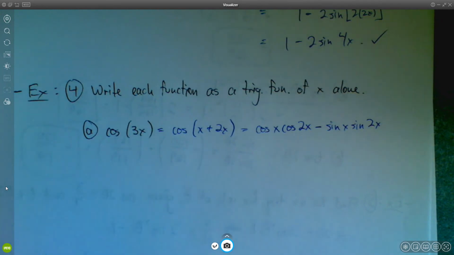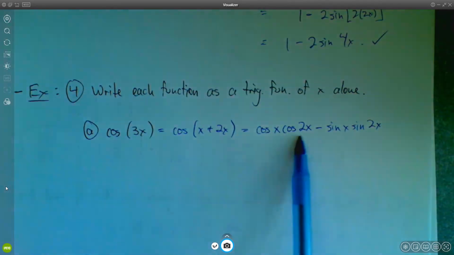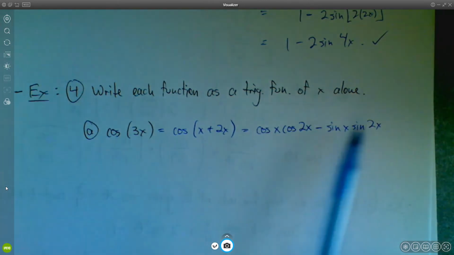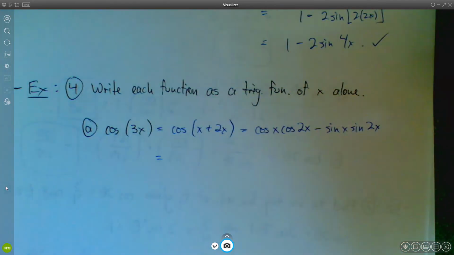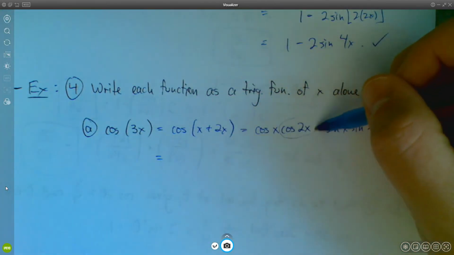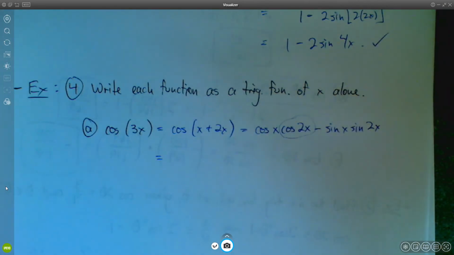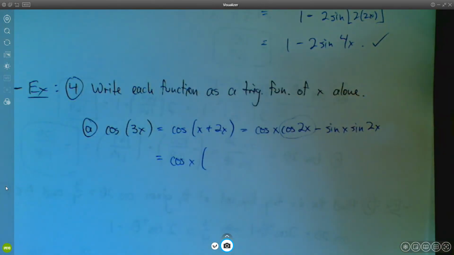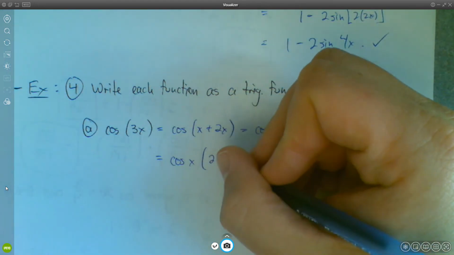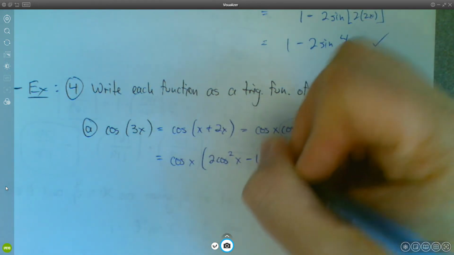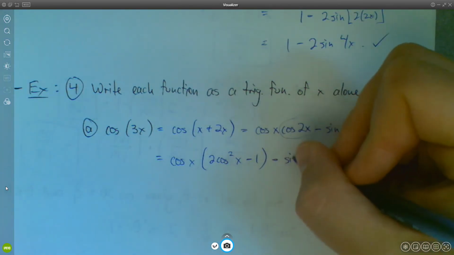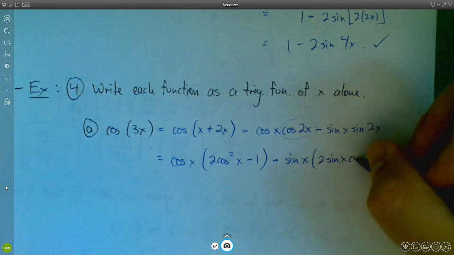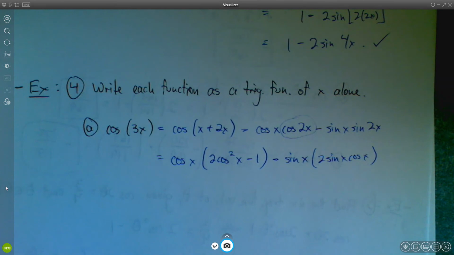Now I still haven't quite done it because I want these things to be trig functions of x, not trig functions of 2x, right? So I need to use a double angle identity on both of these things to get rid of them. Which version of the double angle identity you use here, I don't think it really matters. So I'm just going to stick with my favorite, cosine 2x as 2 cosine squared x minus 1, and sine 2x I can call 2 sine x cosine x. Okay, and then you're done, right? That's it.